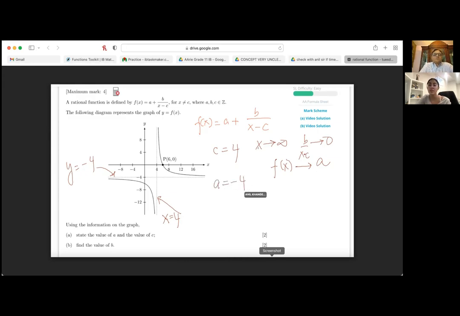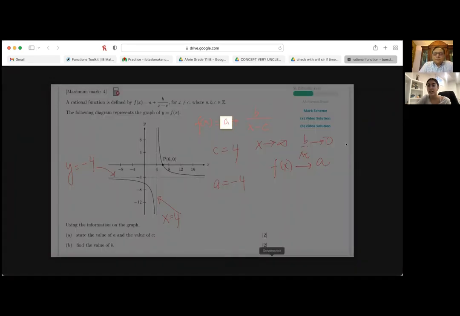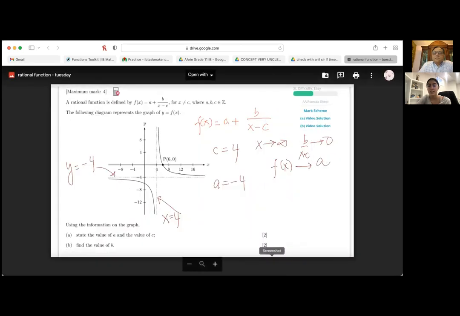So in our reciprocal function, whenever we have this value over here being a, is that always our horizontal asymptote? Because it's a constant? Yes, it is. And the one in the denominator is always our vertical one.